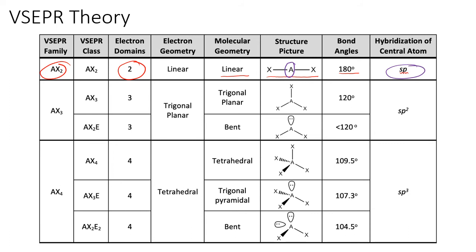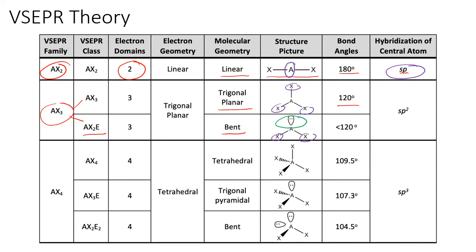The next main family is called AX3, and there are two that live within that family. You can have AX3 where you have 3 atoms that are bonded to that central atom. So this would be our picture. The name of that shape is called trigonal planar, and the bond angles are all 120 degrees apart. Or you could have a situation where you have 2 atoms bonded and you have 1 lone pair. That's called AX2E. So in that case, we have 2 outer atoms and we have 1 lone pair of electrons on the central atom. The name of that shape is called bent.